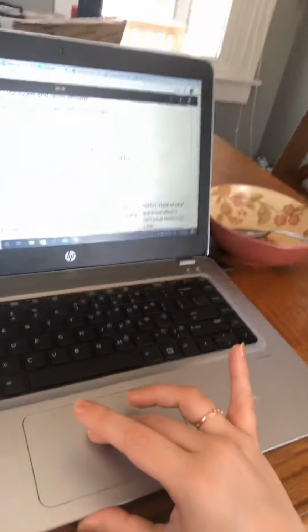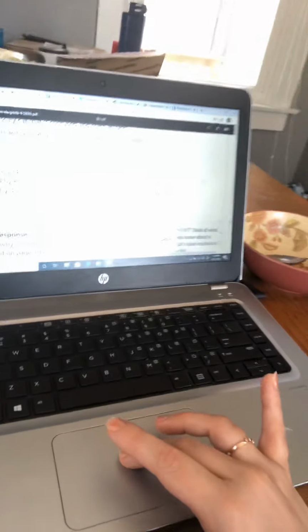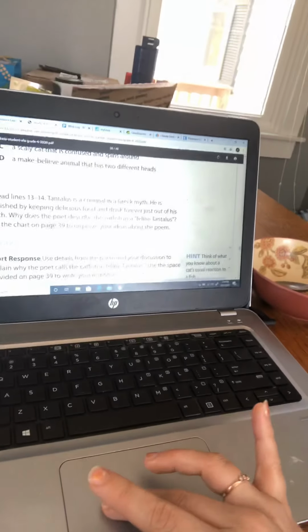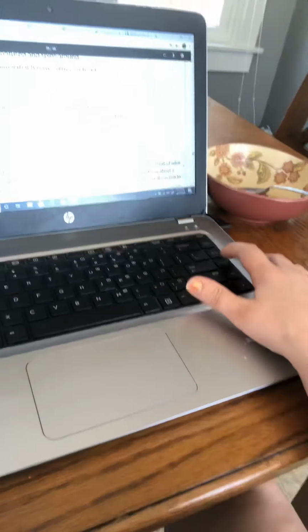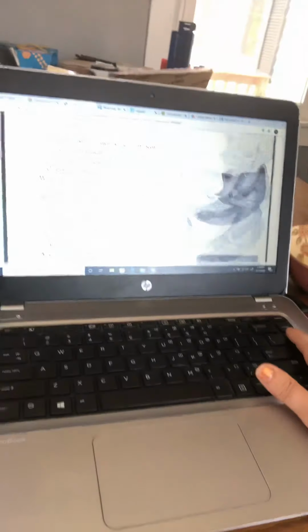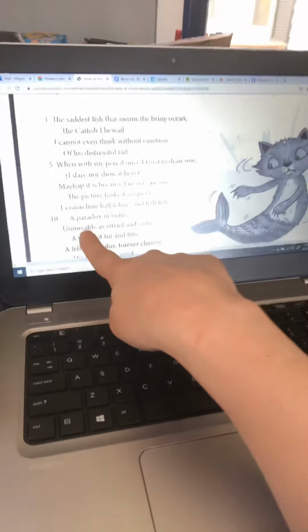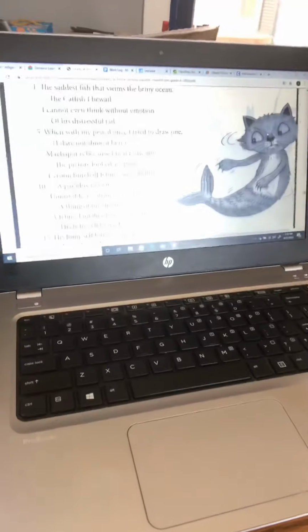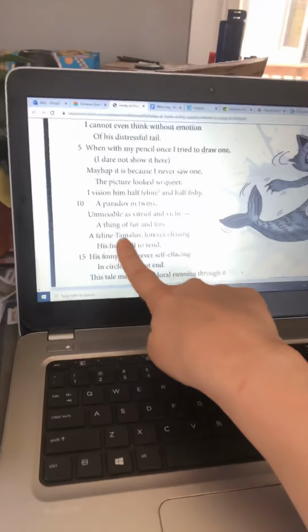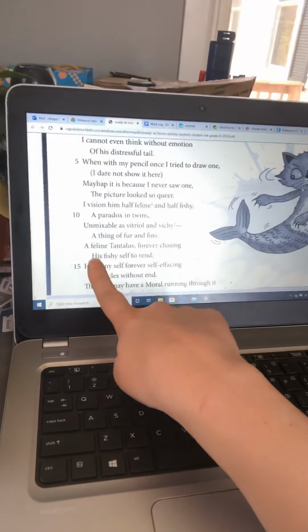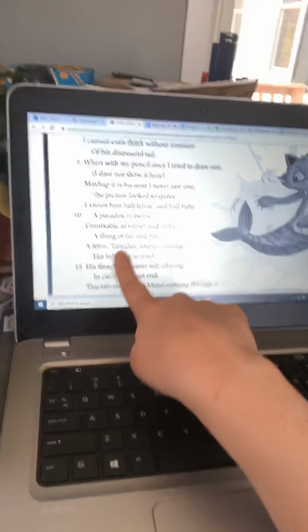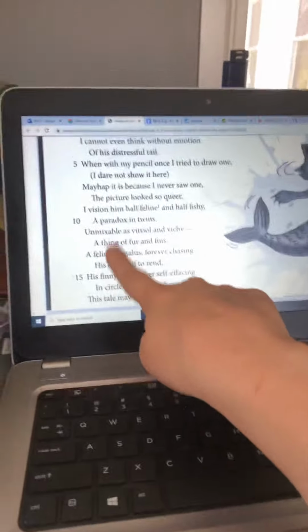Reread lines 13 and 14. Tantalus is a criminal in a Greek myth. So if we go back up to lines 13 and 14, so 5, 10, 11, 12, 13, 14, okay. A feline Tantalus forever chasing his fishy self to rend. A feline Tantalus. So Tantalus is capitalized. That tells me that Tantalus is a name of a person or a book or something like that.